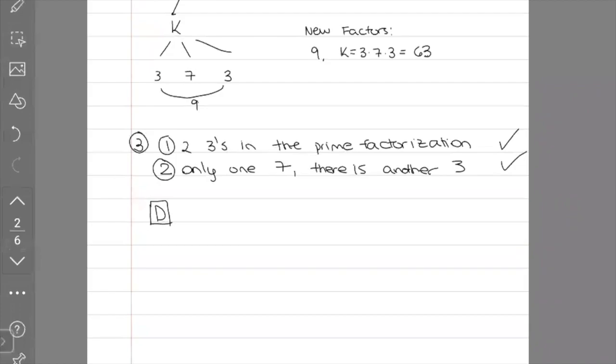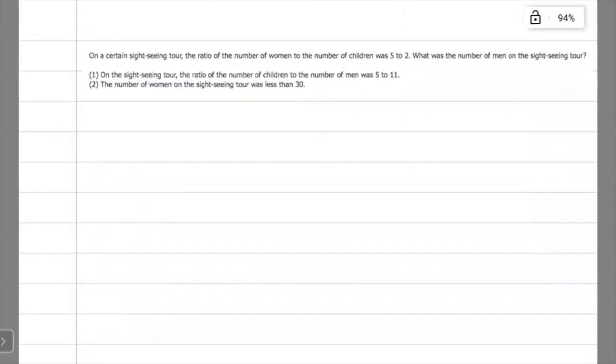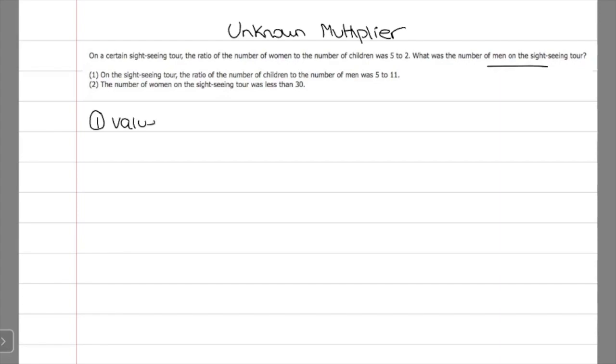So now the next one is a different kind of question. So this is with ratios. Ratios come up pretty often, and the method that we're going to be using here is going to be the unknown multiplier, which is something that's actually really useful in ratio questions. It just makes them much easier to work with. So first of all, we're looking for the number of men on the sightseeing tour. So this is a value question. So we're looking for M.